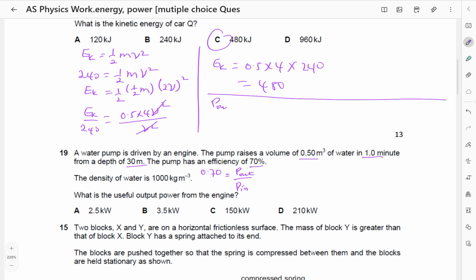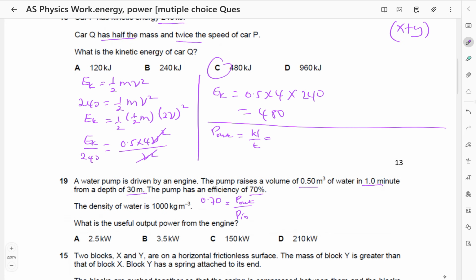So power output or power delivered by the engine is going to be work done over time taken. Since the pump raises a volume of 0.5 meters cubed of water, the work done is done against gravity. So this is going to be equal to mgh, then divide by time t. And mass, remember, mass is density times volume. So this is rho times V, then times g, then times h over t.